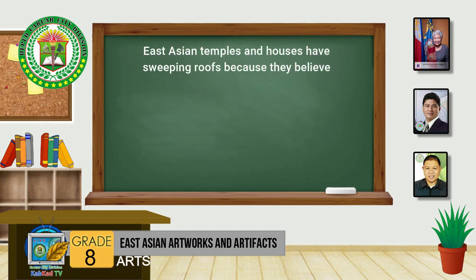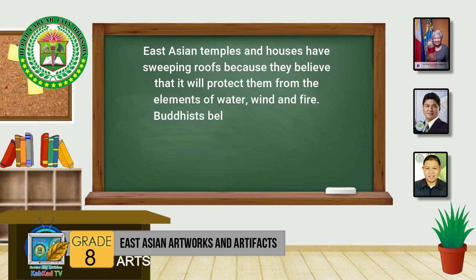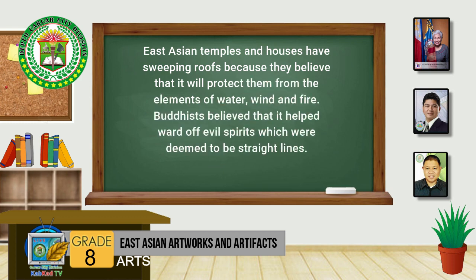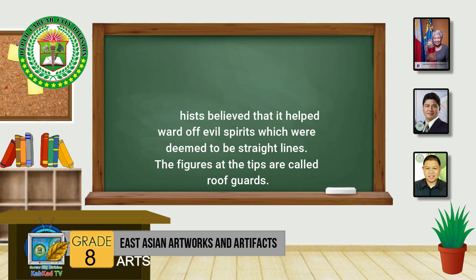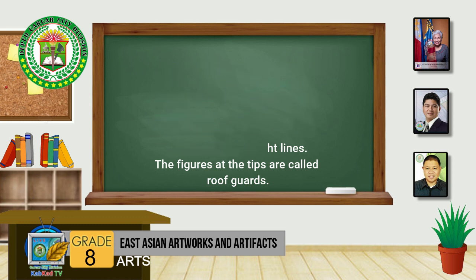East Asian temples and houses have sweeping roofs because they believe that it will protect them from the elements of water, wind, and fire. Buddhists believed that it helped ward off evil spirits, which were deemed to be straight lines. The figures at the tips are called roof guards.